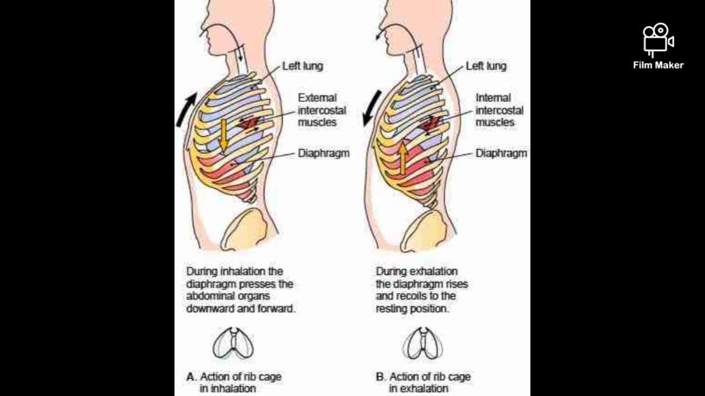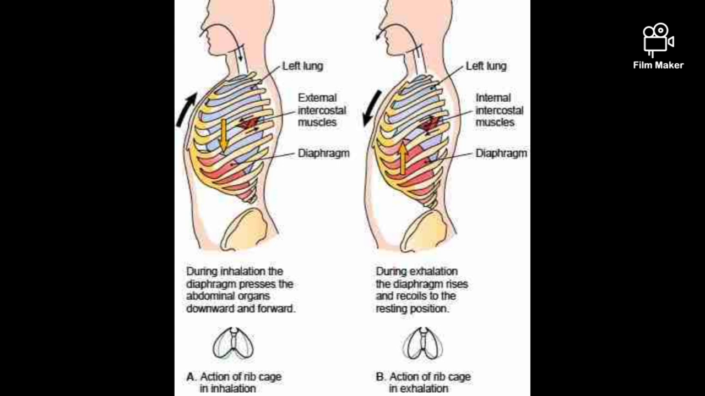So the chest wall will move outward and upward, resulting in a lateral increase in the space. So as a whole, the lung volume increases and the pressure within the lungs decreases. So eventually air from the external atmosphere is drawn into the lungs.